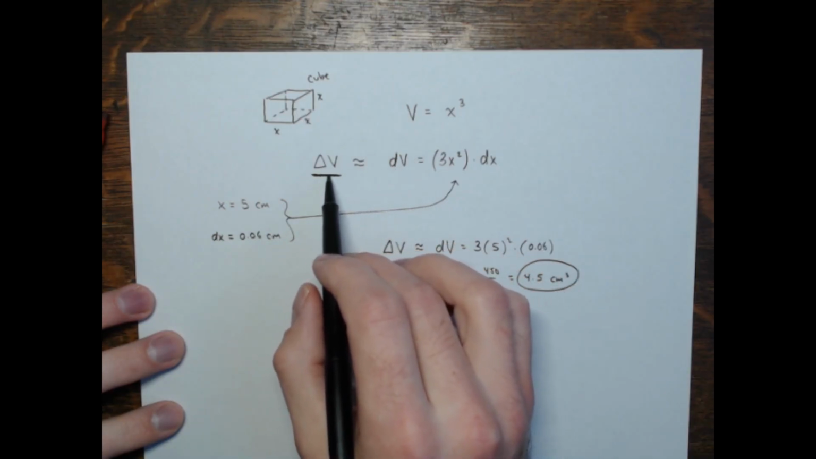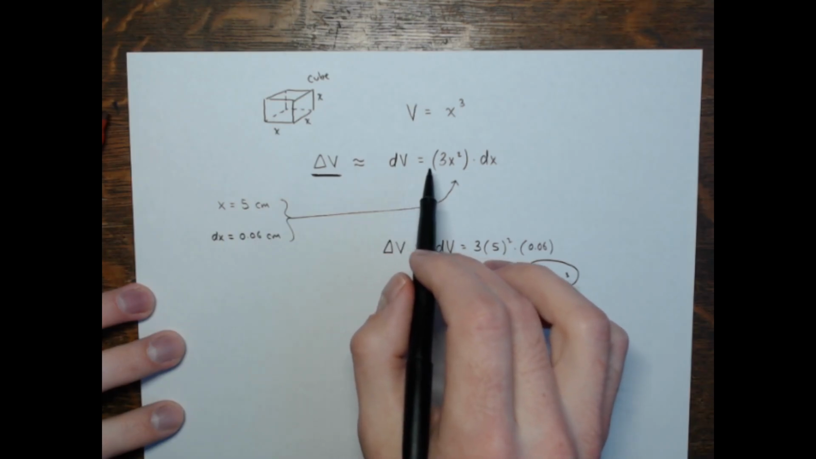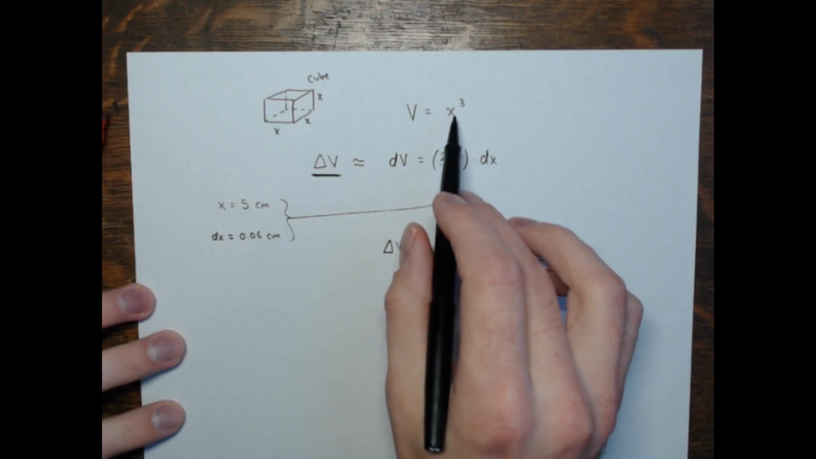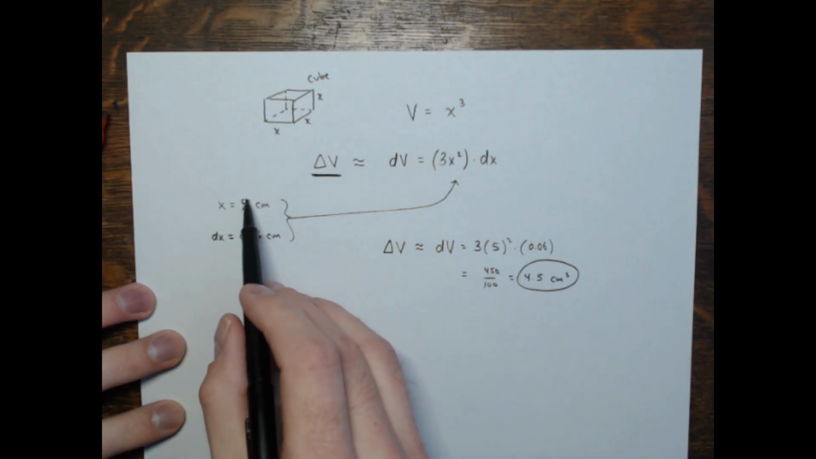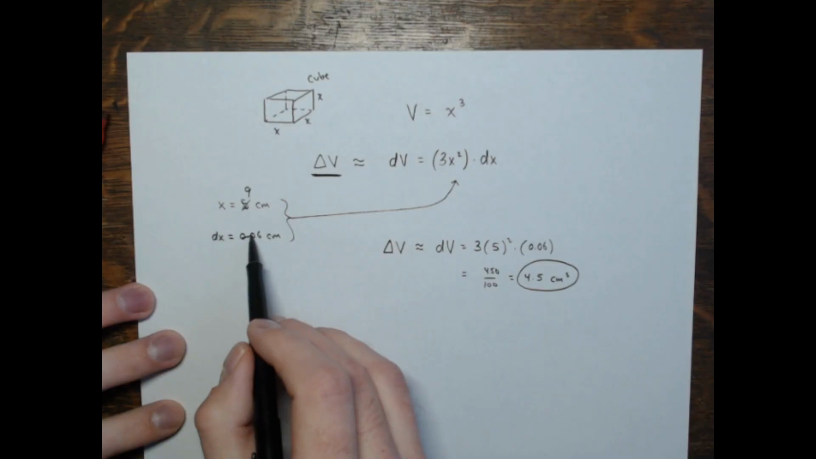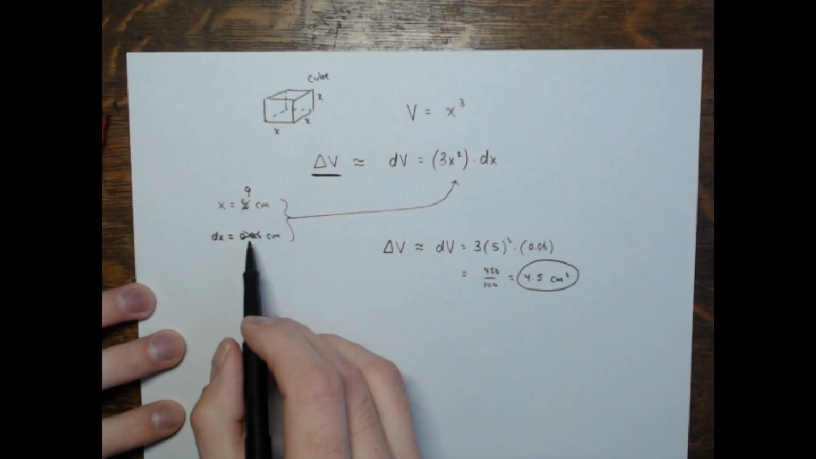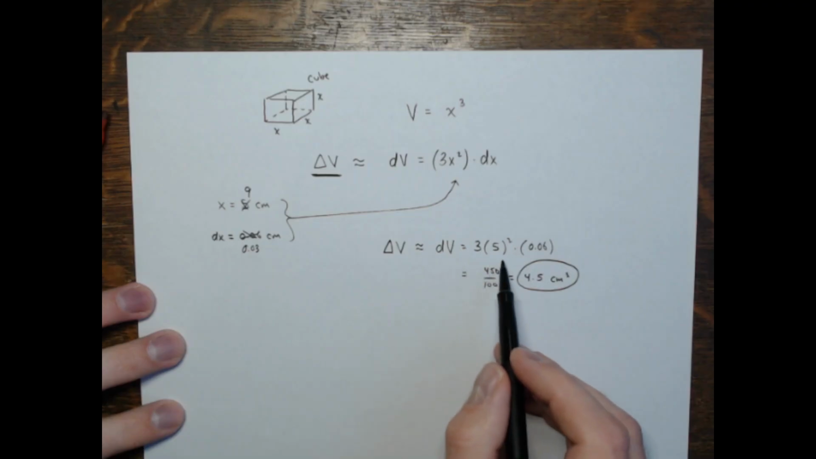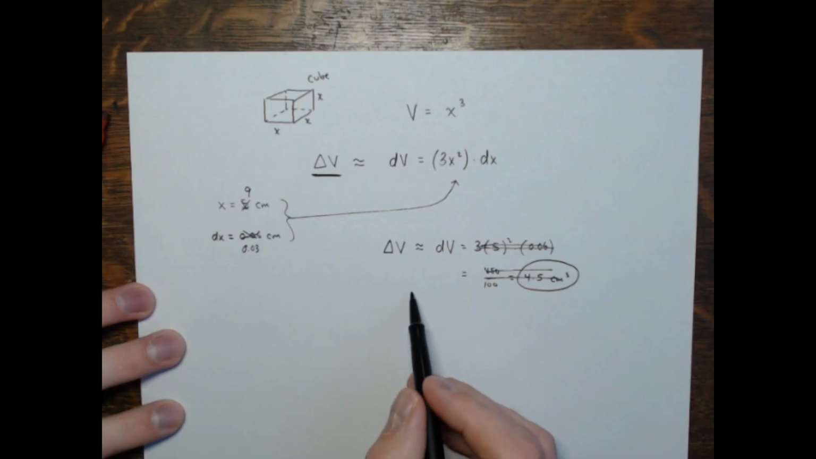The actual change in volume should be approximately the differential change in volume here, which will be 3x squared dx, again the derivative function times the differential of the input variable. But this time, x is 9 centimeters, and dx, the amount we could possibly be off by, is 0.03. So I pop those in and change that. That just changes this stuff.